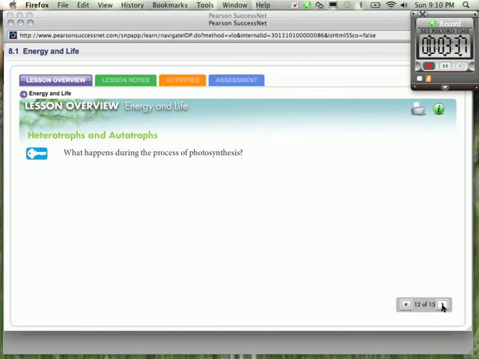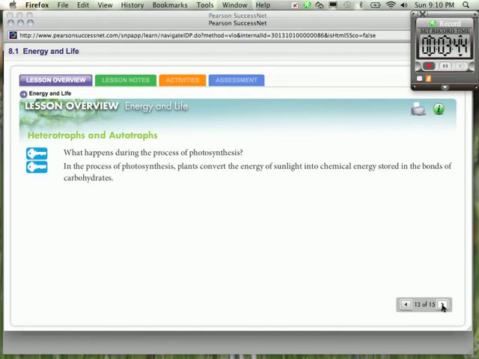Heterotrophs and autotrophs. What happens during the process of photosynthesis? In the process of photosynthesis, plants convert the energy of sunlight into chemical energy stored in the bonds of carbohydrates.